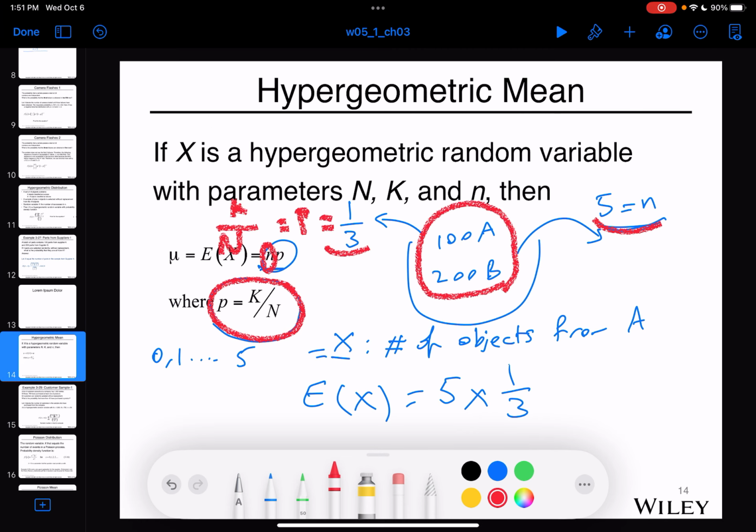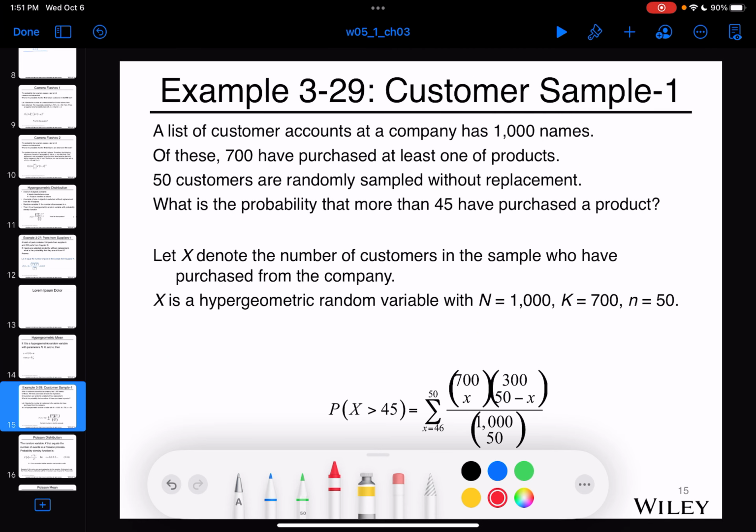So let's look at another example. We have a list of customer accounts at a company that has 1,000 names, right? Of those 1,000 names, 700 have purchased at least one product. So we have 700 who have purchased the product. We denote that as P. And we have 300 who haven't purchased the product, right? And we are selecting 50 accounts, right?